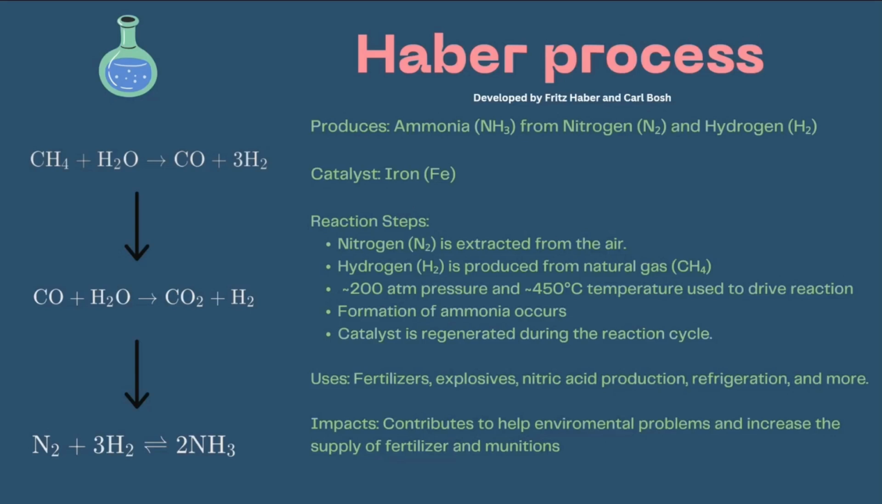The uses of the Haber process include fertilizers, making explosives, nitric acid production, refrigeration, and many more. The impact of the Haber process is that it revolutionized agriculture by enabling large-scale production of ammonia-based fertilizer. Its reliance on a catalyst allows the reaction to proceed under more feasible conditions of temperature and pressure, making it one of the most important industrial processes.